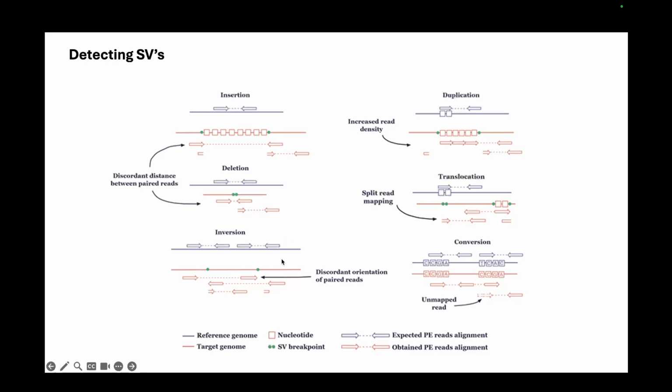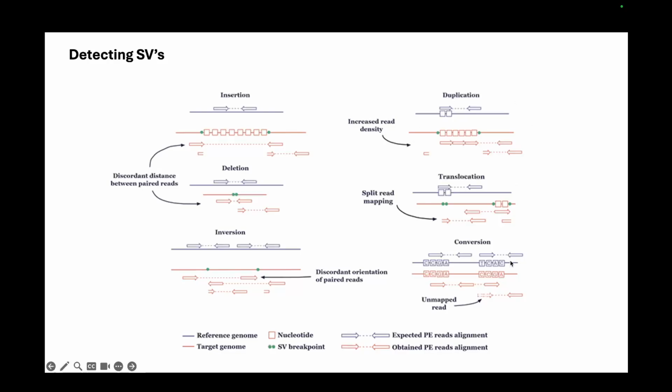Also, if you check the orientation of the reads, these two reads are supposed to be oriented opposite to each other, but if during alignment they are oriented on the same side, that means there has been some sort of inversion in that part of the genome. This is evidence from discordant read pairs.